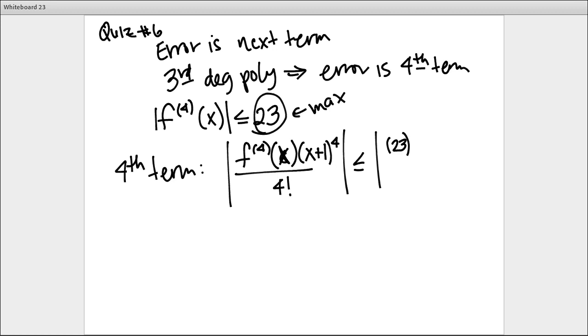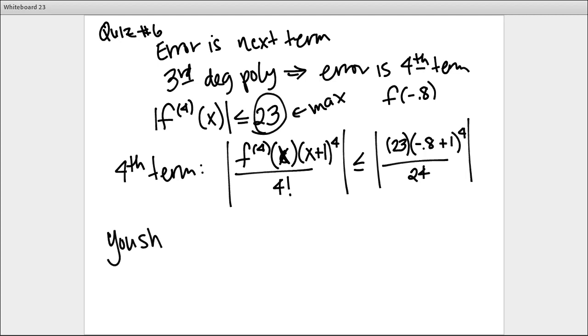And then what we know is that guy is going to be less than 23, and they wanted you to find it for f at -0.8, right? So that's when you plug in that -0.8 into the x, and we add 1 and do it to the fourth power. And then 4 factorial is 24 because it's 4 times 3 times 2 times 1, and there you go. And then you get some decimal value for that.